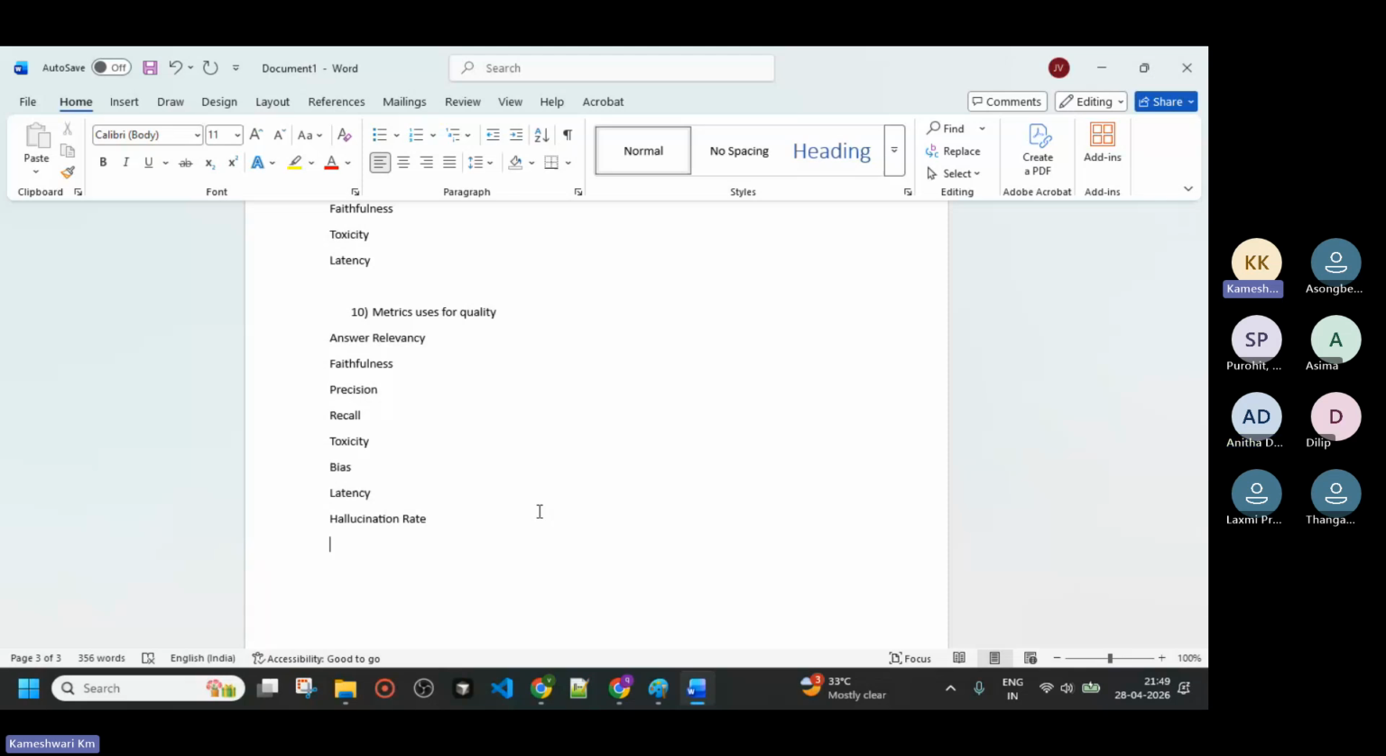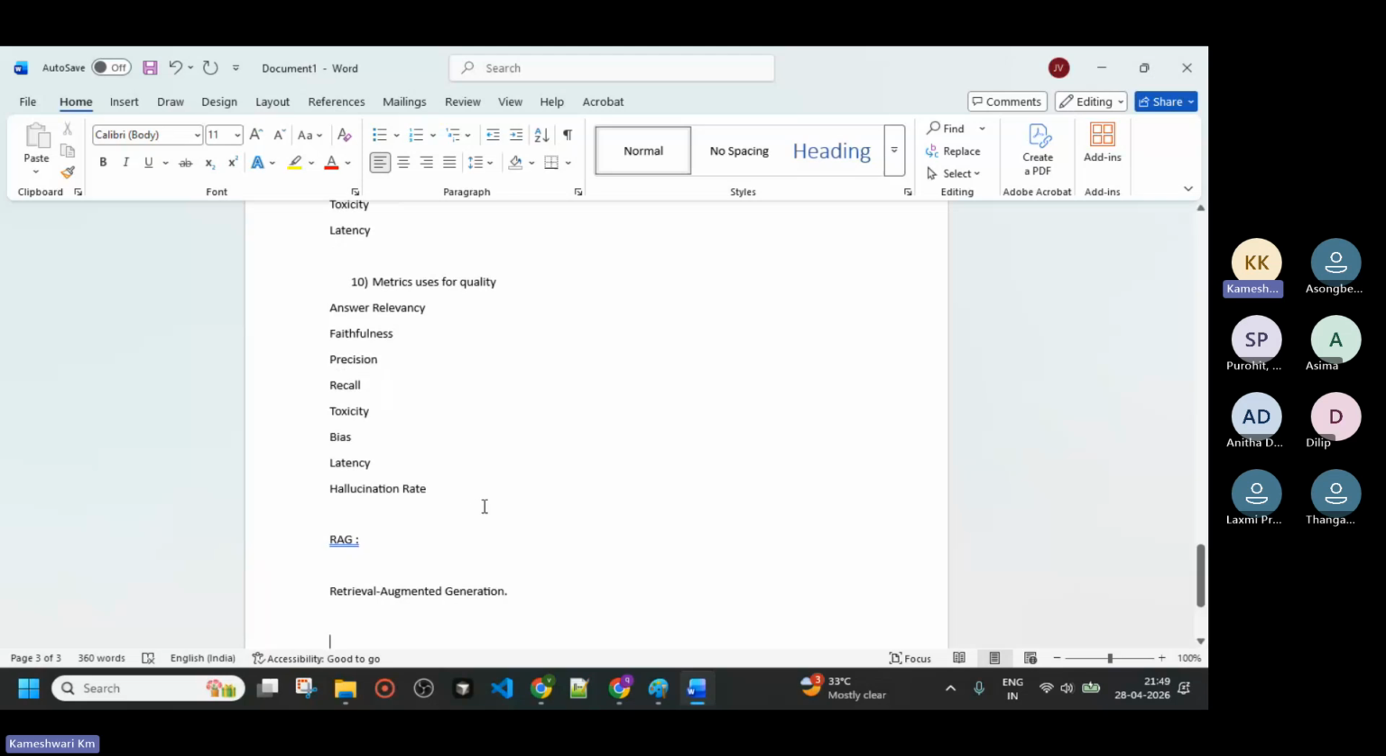The next one is RAG. Mostly in interviews, people will ask what is RAG. We have to say it is retrieval augmented generation.